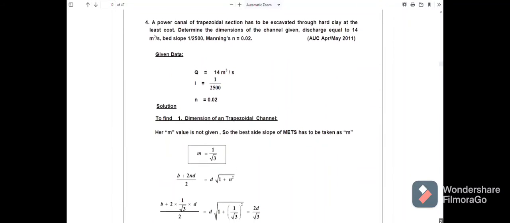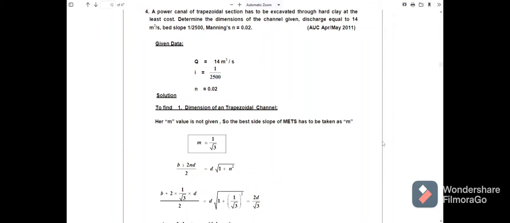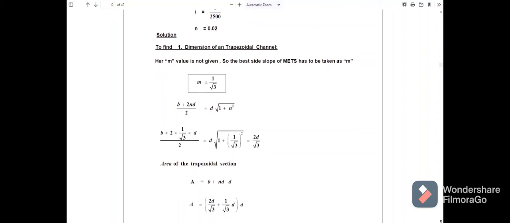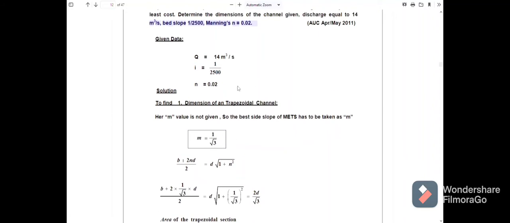A power canal of trapezoidal section has to be excavated through hard clay at the least cost. Determine the dimensions of the channel given discharge equal to 14 meter cube per second, bed slope 1 by 2500, Manning's n equal to 0.02. Here is the solution. Here i is the bed slope, 1 by 2500.